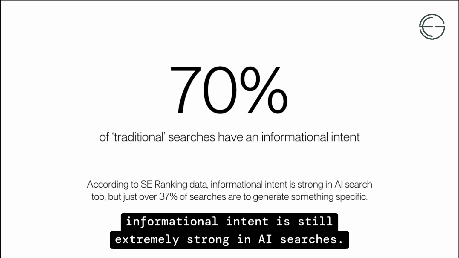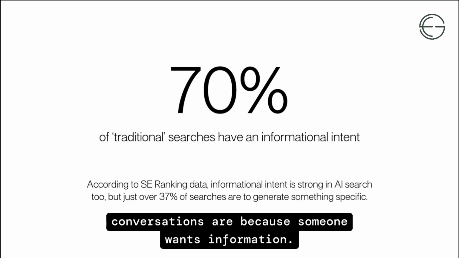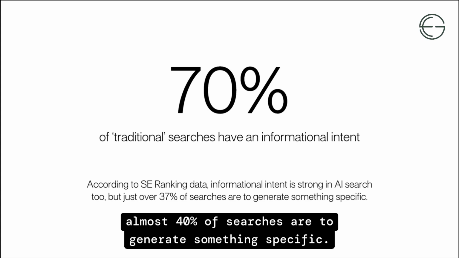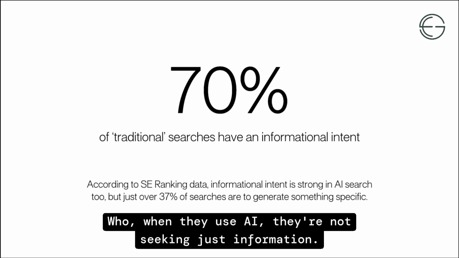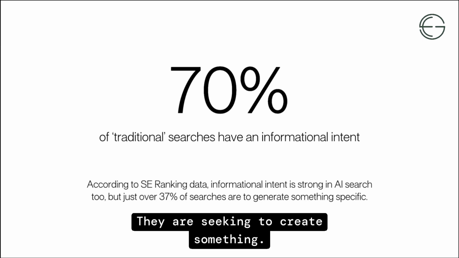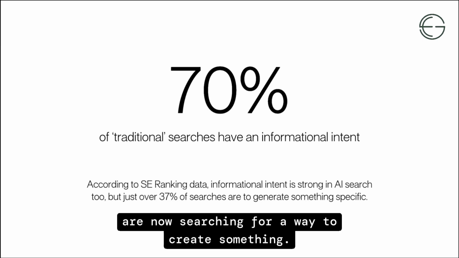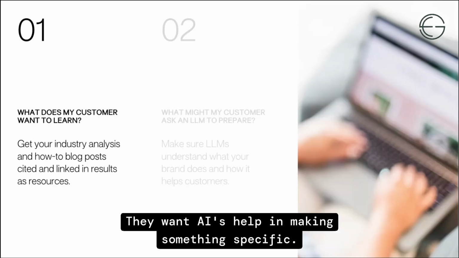extremely strong in AI searches. So when someone talks to Google, almost 2/3 of those conversations are because someone wants information. When someone talks to AI, again, it's still very strong, but almost 40% of searches are to generate something specific. So there's like 10% of people who, when they use AI, are not seeking just information, they are seeking to create something. So like 10% of people who otherwise would have searched for information are now searching for a way to create something. They want AI's help in making something specific.